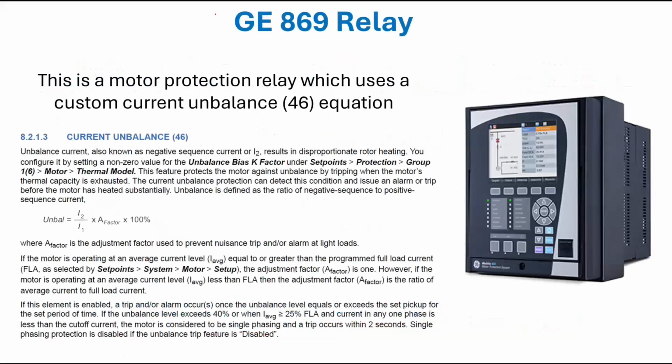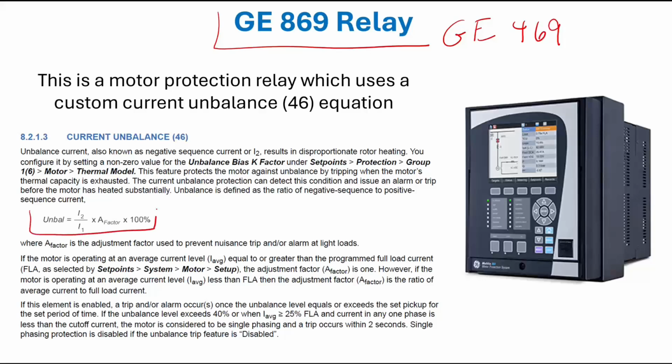This one's going to be over the GE869, and just as a note, this is going to be the same as the GE469. They both perform this in the same way. They both just show this a little bit differently, but it is essentially the same calculation. There's really no difference, especially if you follow the way that I'm going to do it.